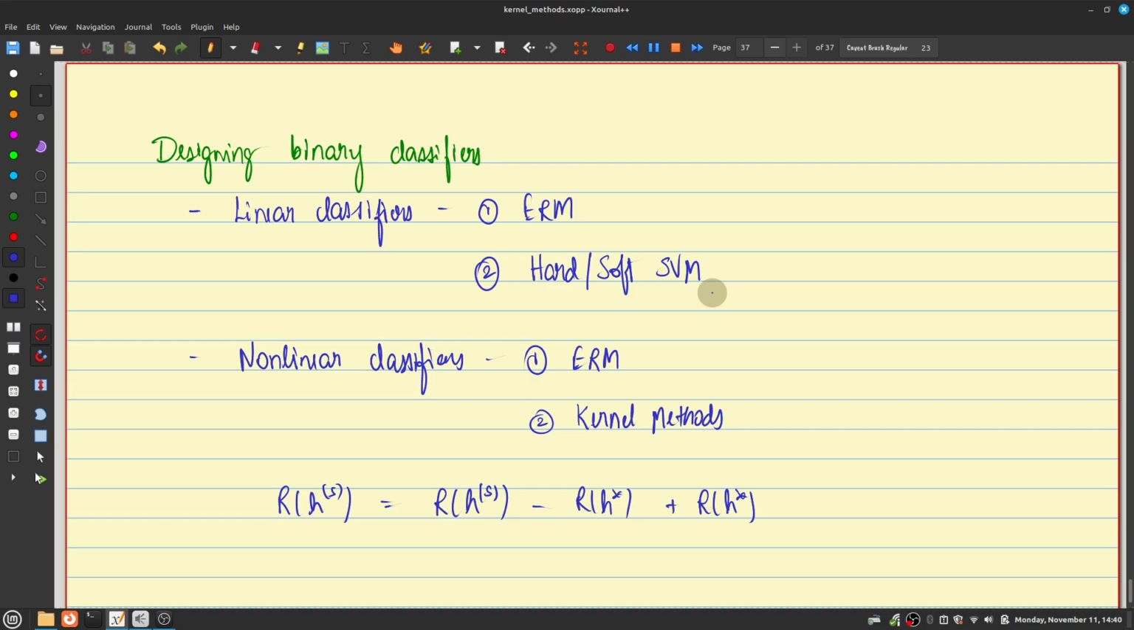So that's one approach, where you fix a hypothesis class consisting of nonlinear classifiers, and then you try to approximate ERM using different techniques. The other approach is to still try to utilize these hard SVM, soft SVM type algorithms, but somehow do them efficiently, and that is what brings us to kernel methods.